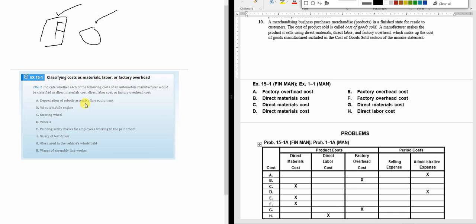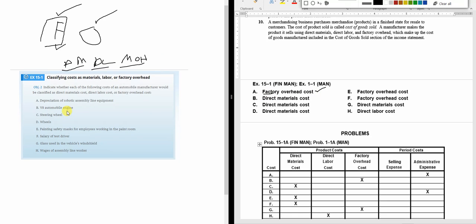So depreciation on the robotic assembly line equipment, again, it's a product cost. Here's our choices: direct materials, direct labor, or manufacturing overhead. Depreciation on robotic assembly line equipment doesn't go into the product either directly as labor or material, so it's got to be overhead. I call it manufacturing overhead, they call it factory overhead.